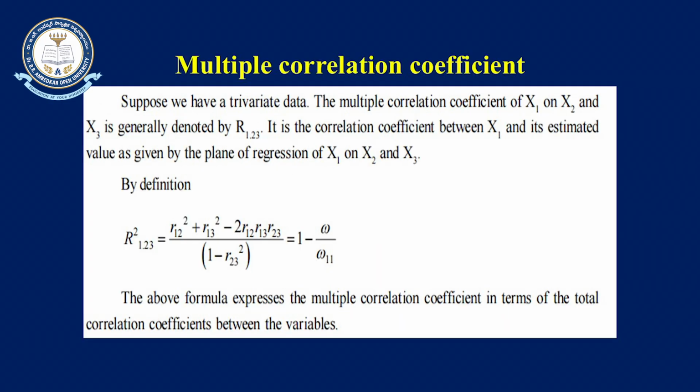The multiple correlation coefficient means x1 on x2 and x3: how much is the correlation coefficient? Similarly, 2 on 1 and 3, and 3 on 1 and 2. So, in such scenarios we can identify that these formulas are the multiple correlation coefficients. Now, we go for the next topic.